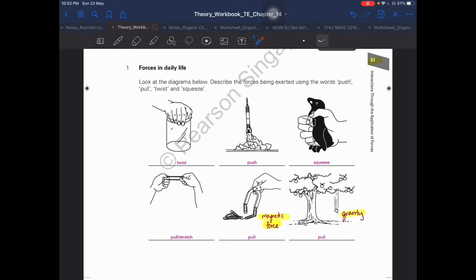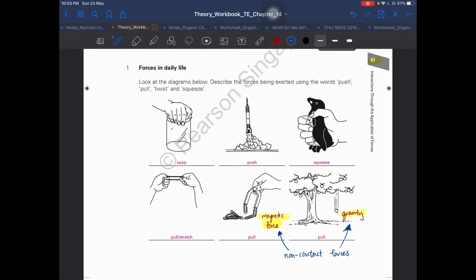Now this first question, you're supposed to describe the force that's being exerted using the different words push, pull, twist, as well as squeeze. In this case, it shouldn't be that much of an issue. I just wanted to use this chance to talk about some of the forces that you have learned in this chapter, and they are what I call the non-contact forces. I hope you still remember that non-contact forces are forces that are not in contact with the substance. Two of the examples in our syllabus are magnetic forces as well as gravitational forces. So I thought this was a good chance to show you the application of these two forces.